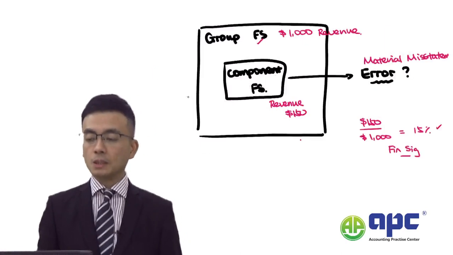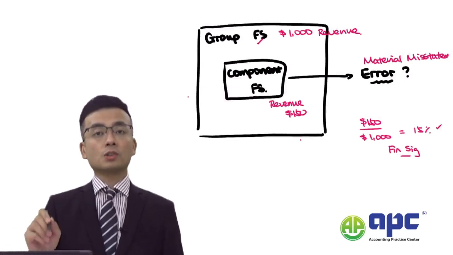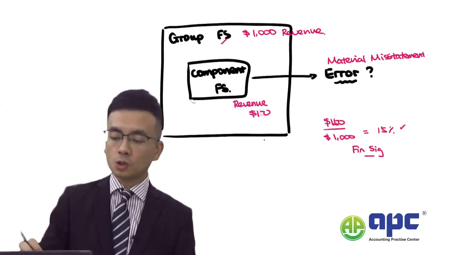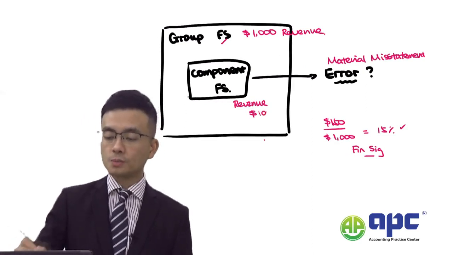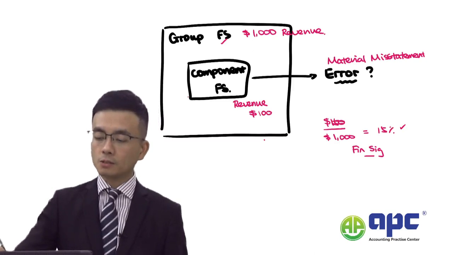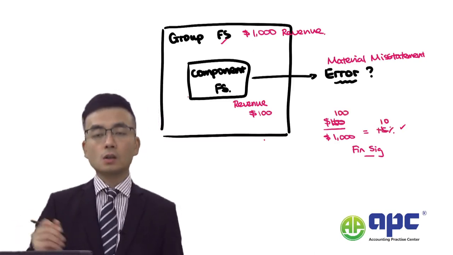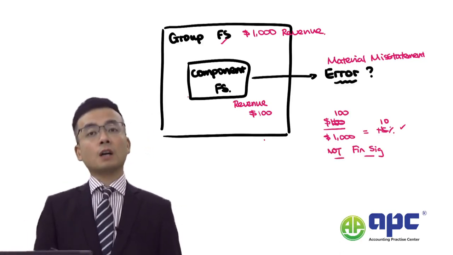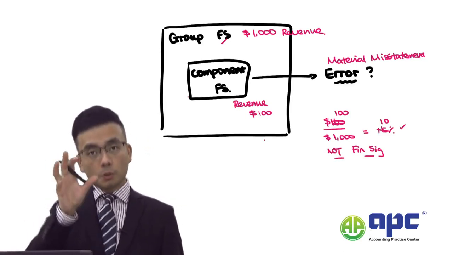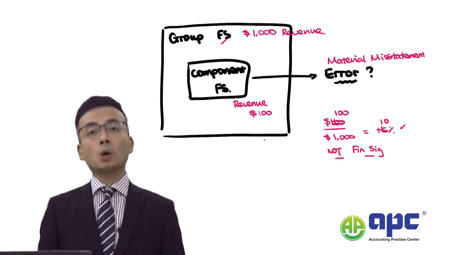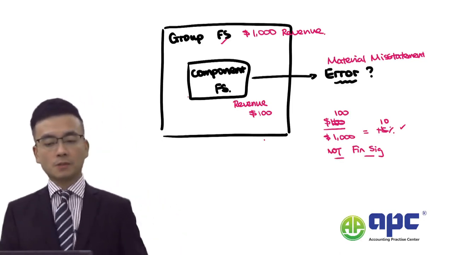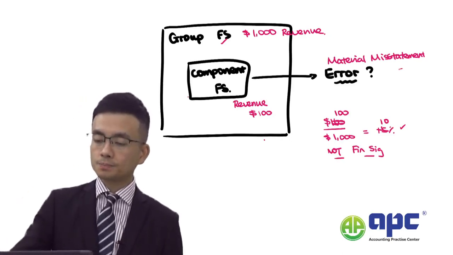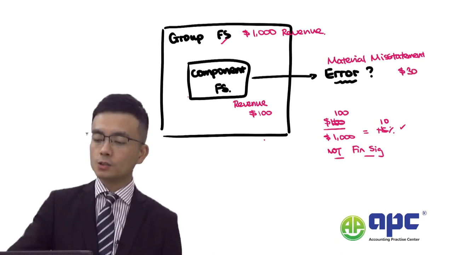So for example, if the component's financial statements show revenue in total of simply $100, accounting for only 10% of the total revenue of the group, it seems that it's not financially significant. And we spot a material misstatement in the component company's financial statements. For example, inside the P&L, the material misstatement is, let's say, $30.